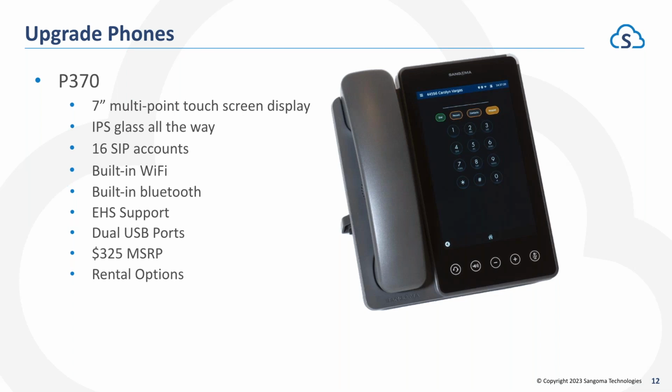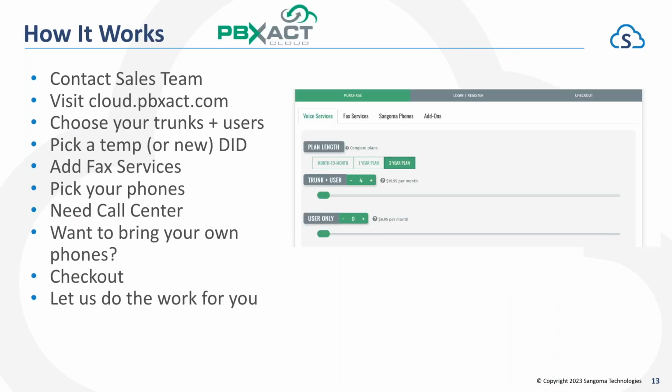Whereas sometimes with other phones, you have to almost stand up straight over it and hook your neck at a specific angle if you want to read everything going on the screen. Not with this phone. 16 SIP accounts. We're still going to have built-in Wi-Fi and Bluetooth, and you can purchase this one outright or rent this one as well for your UCaaS solutions.